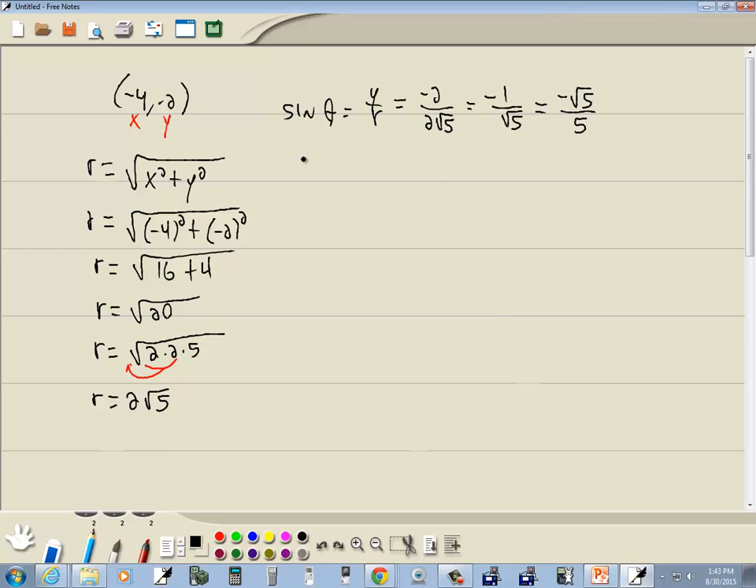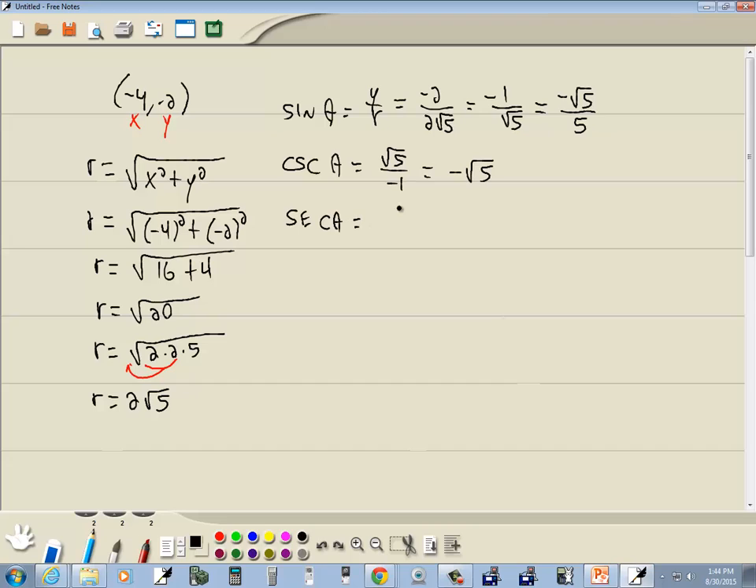Now, while I'm here, cosecant is going to be this fraction flipped. And if you pick the right place, it'll save you work. I'm going to pick this fraction to flip, take the reciprocal of. So this becomes square root of 5 over -1, which is -square root of 5.